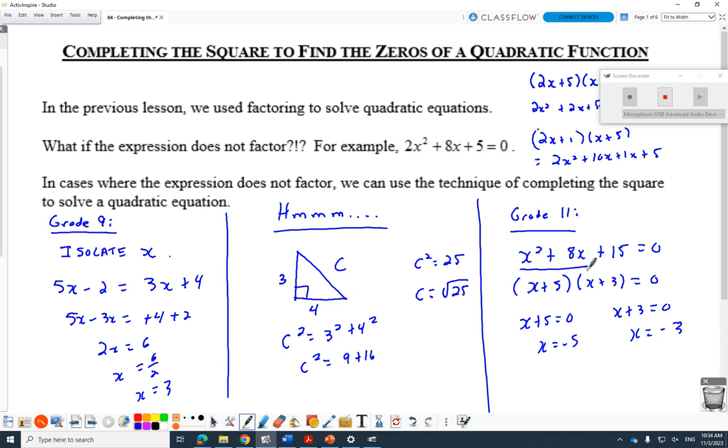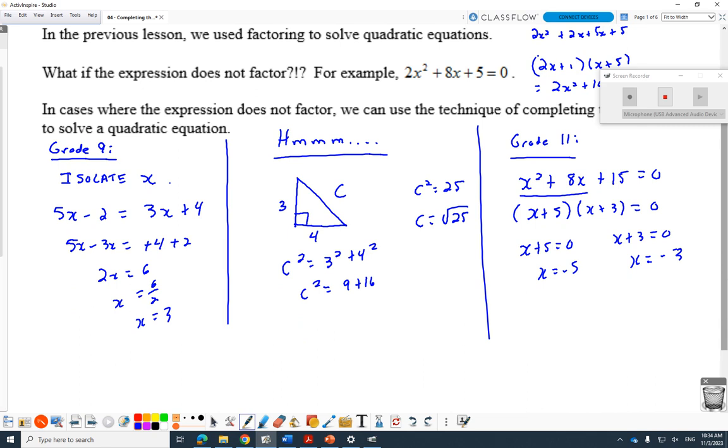A lot of pressure there. Do you have any questions? And if you haven't been copying, now's the time to get all this down. If there is only one type of x term, you can isolate.